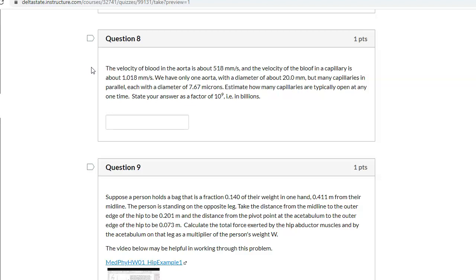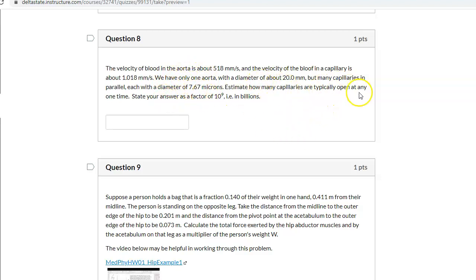We have capillaries in parallel. They've got a diameter of 7.67 microns. You've got to convert that. Probably the best thing to do is convert that to millimeters, and then, its diameter, you need the radius rather than diameter.